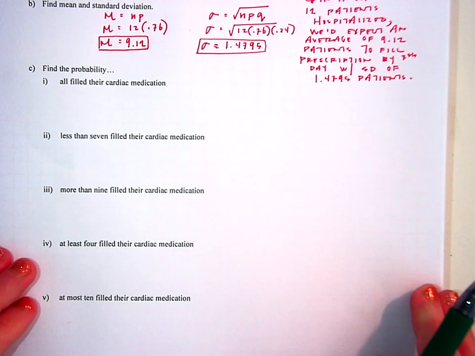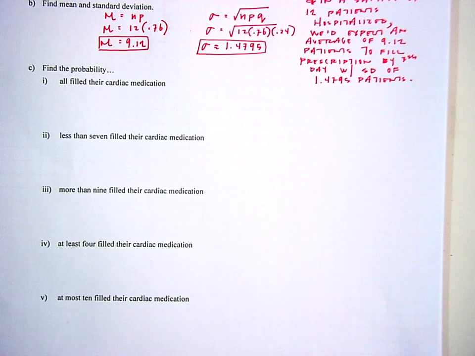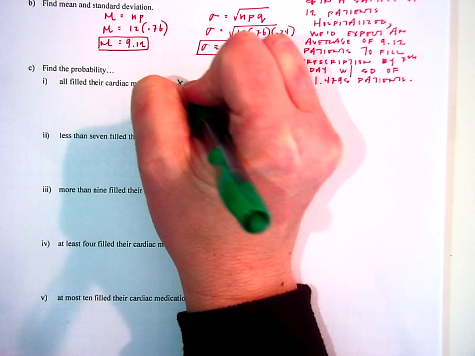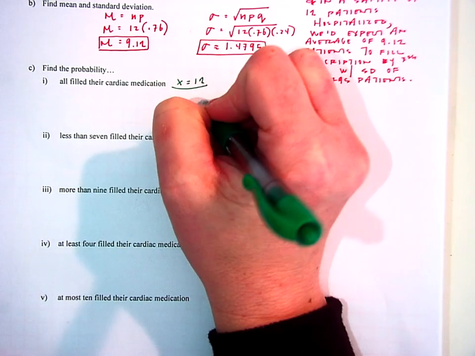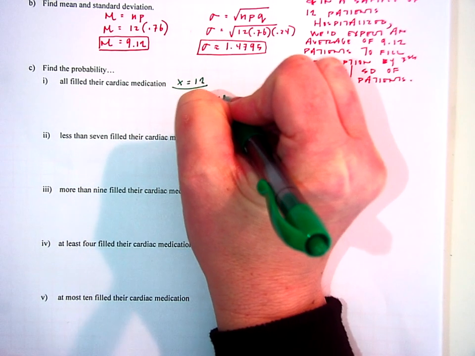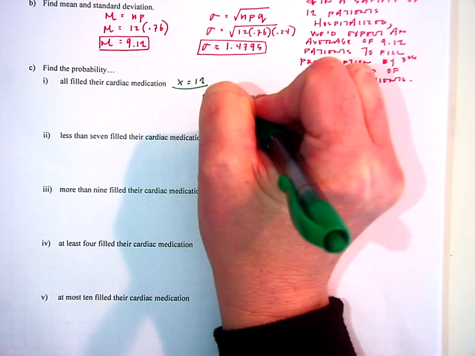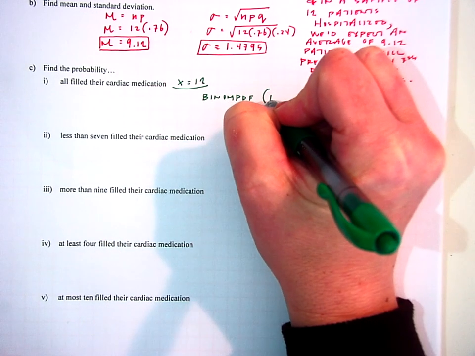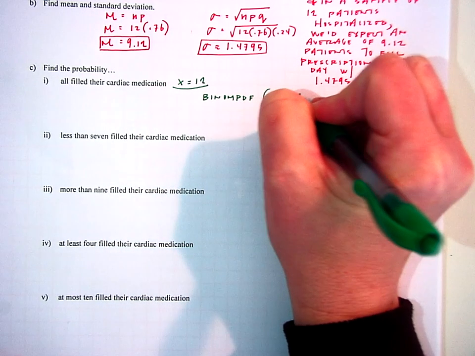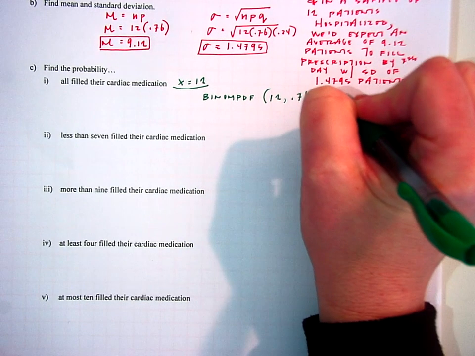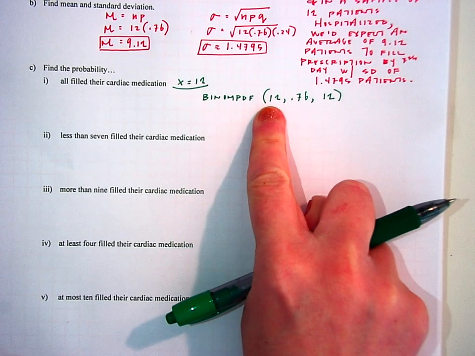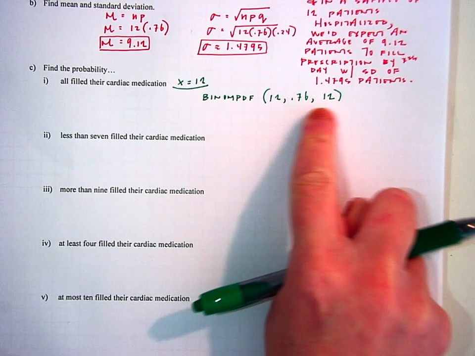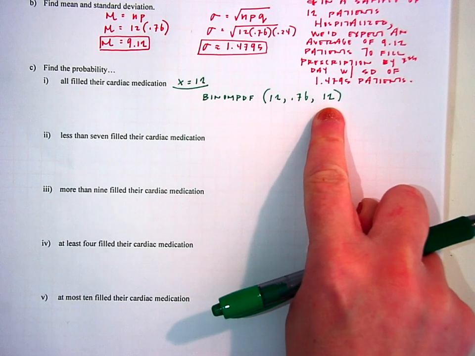So here we're saying find the probability that they all filled their cardiac medication. If they all filled it, all 12 must have filled it, so X is 12. So I can use binompdf, using 12 trials, 0.76 as my probability of success, and then 12 as my count of success.